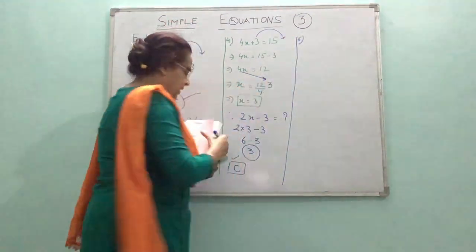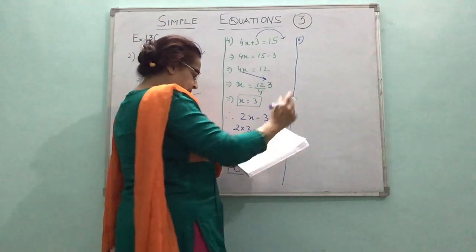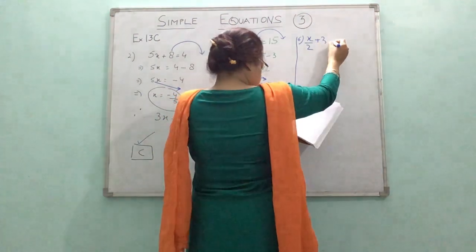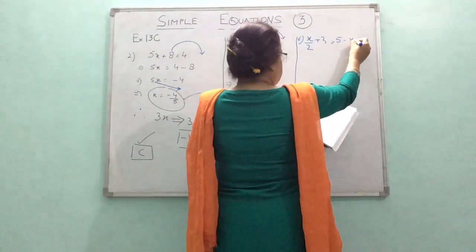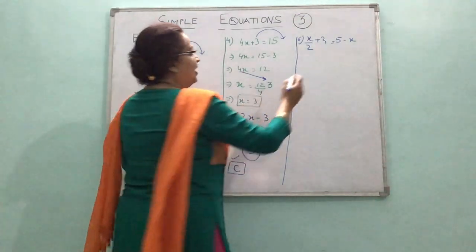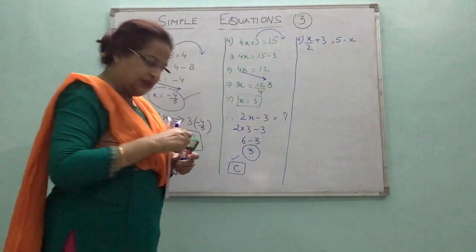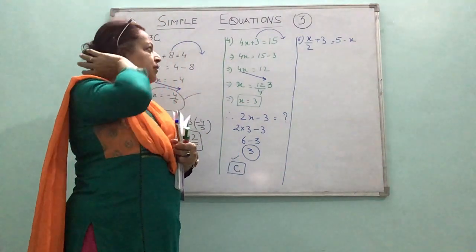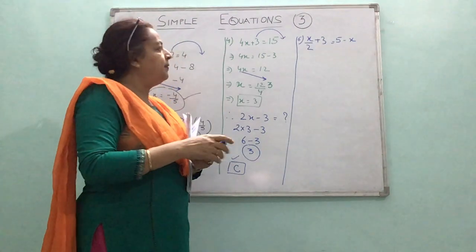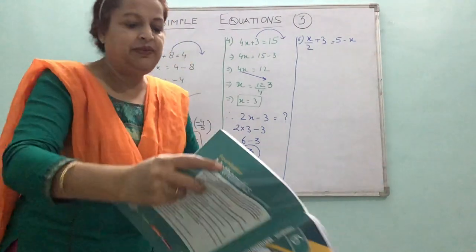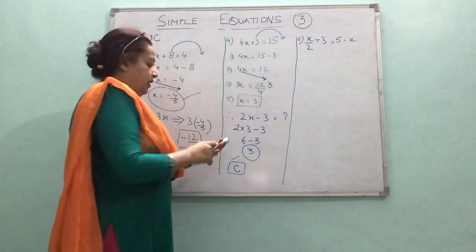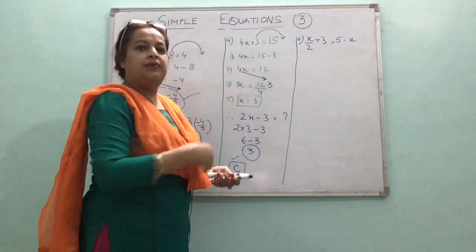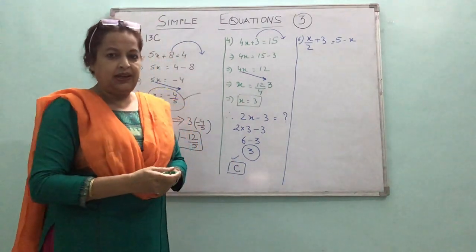Now what does question number 6 say? It says if x by 2 plus 3 is equal to 5 minus x, then you have to find value of x in this question. So in this question we have to find value of x only, right? So method of transposition, what will you be doing? Shifting the variable terms on one side and the constant terms on the other side. Will shift like that, okay?